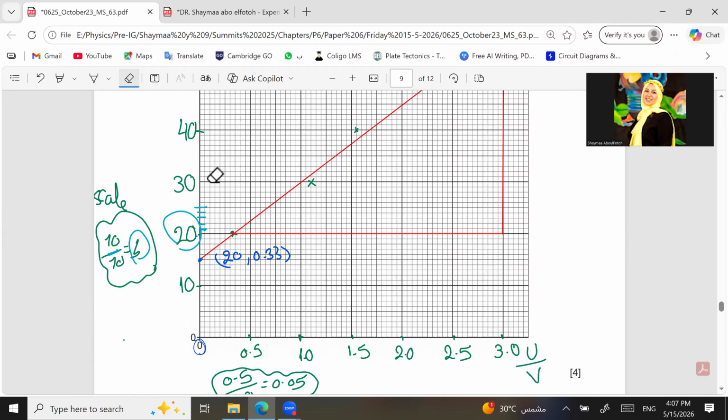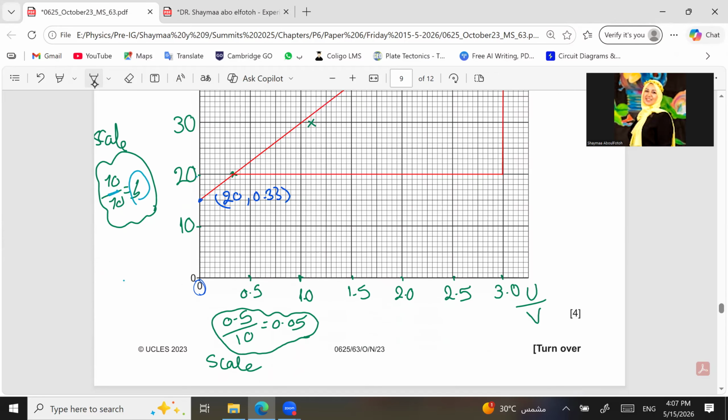Let's see the scale on the x-axis. This is 0.5, the difference between 0 and 0.5 is 0.5, divided by how many squares are between them, which is 10. So each tiny square will be 0.05, so each two will be 0.1. So you have to focus on the scale and how to read your scale.